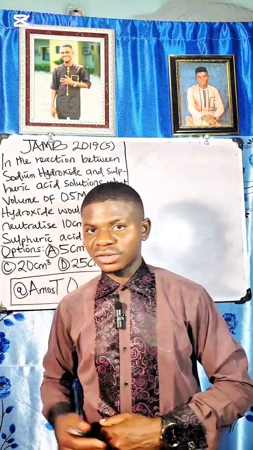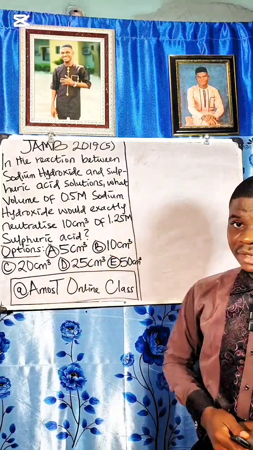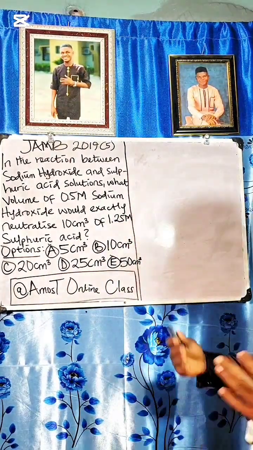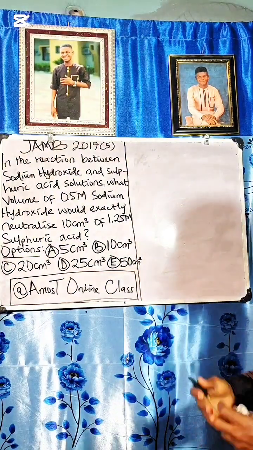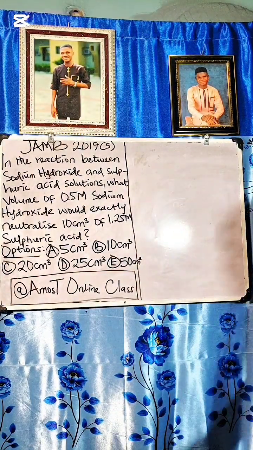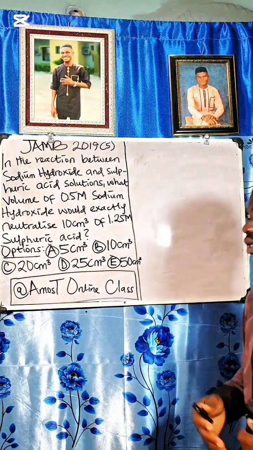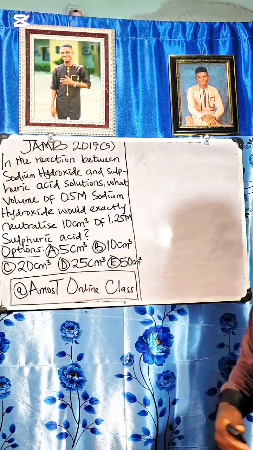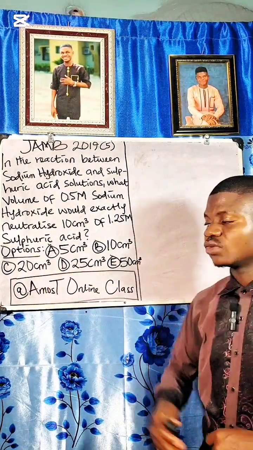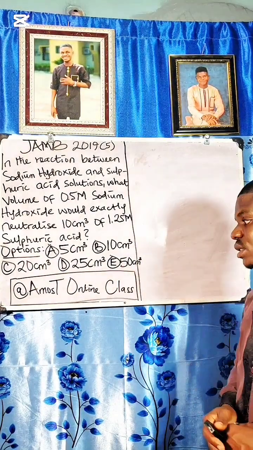In today's video, we're solving a past question from JAM 2019. And the question says, in the reaction between sodium hydroxide and sulfuric acid solutions, what volume of 0.5 molar sodium hydroxide would exactly neutralize 10 cubic cm of 1.25 molar sulfuric acid? We have some possible options: A, 5 cubic cm, B, 10 cubic cm, C, 20 cubic cm, D, 25 cubic cm, and E, 50 cubic cm.